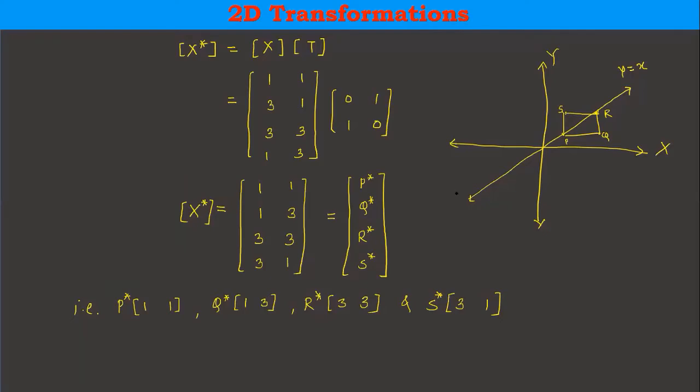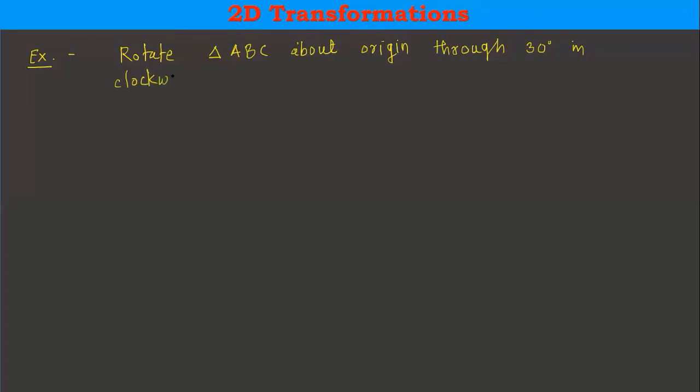Now if we are going to take the next example, suppose the example we are taking here: rotate triangle ABC about origin through 30° in clockwise direction.